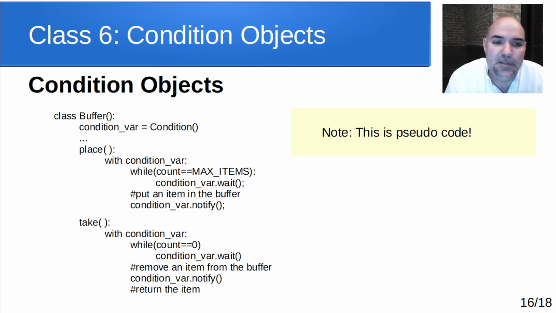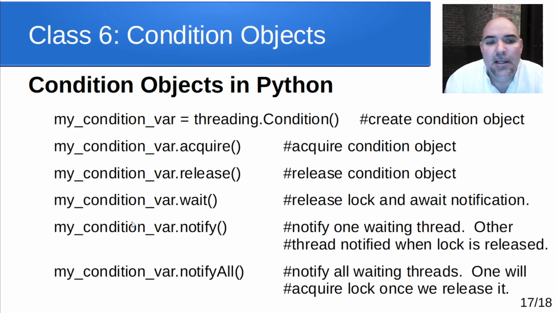Note this is pseudocode. This is not Python. Let's look at how to do this in Python. So to do this in Python, it works a lot like the other objects, except we use threading.Condition to make a condition object. We store that in a variable. We acquire, we release, or you could use a with block, just like you can with locks or semaphores.